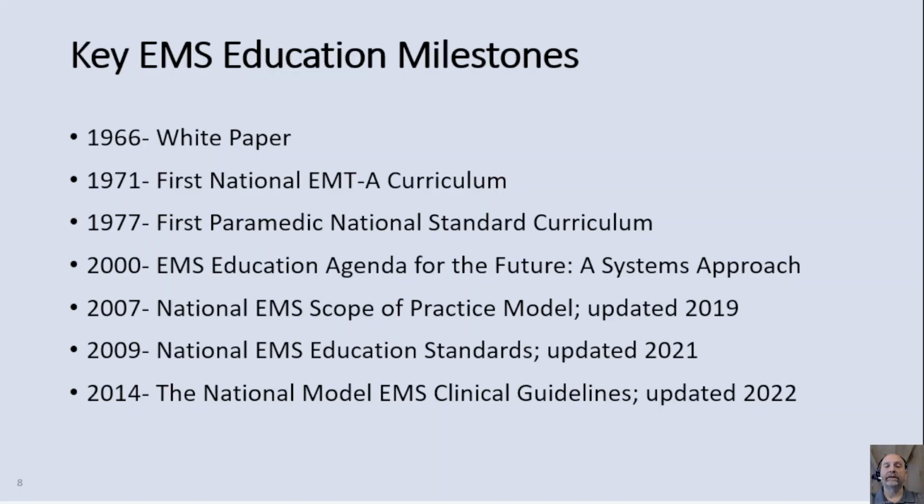The national agenda described the elements of an educational system that included 5 key components: National EMS core content, National EMS scope of practice model, National EMS education standards, National EMS education program accreditation, and National EMS certification.